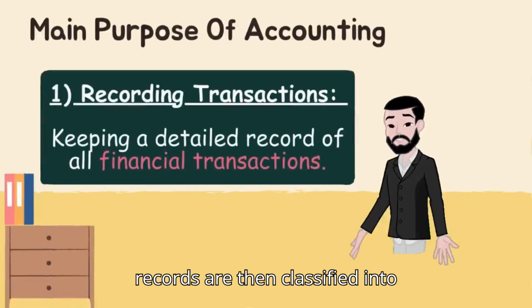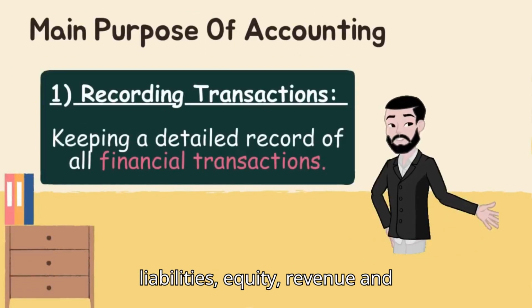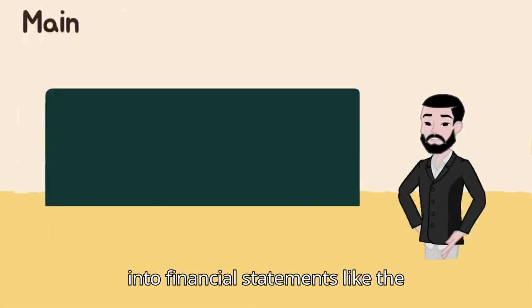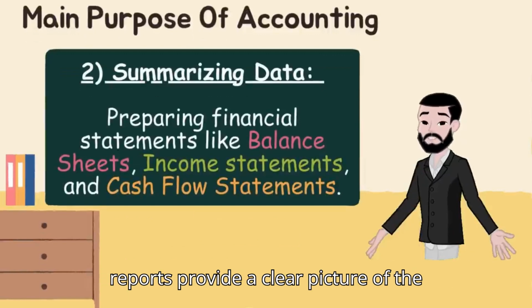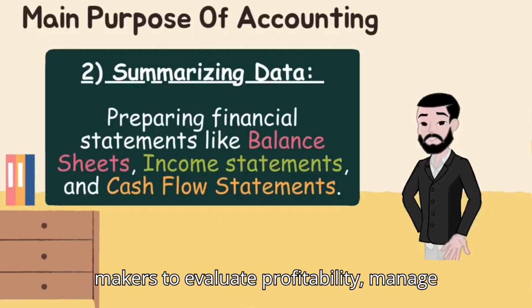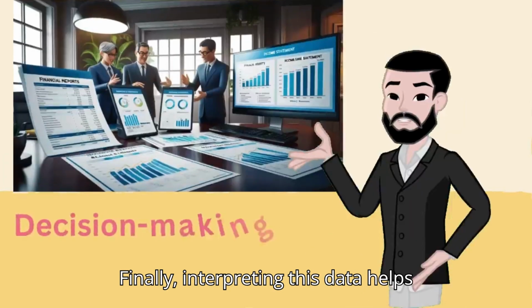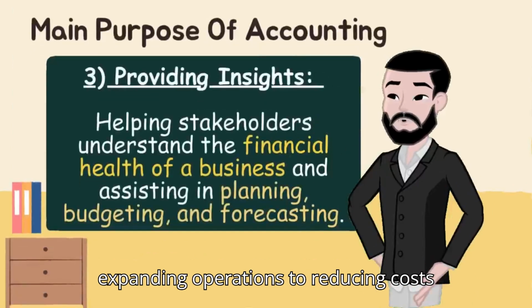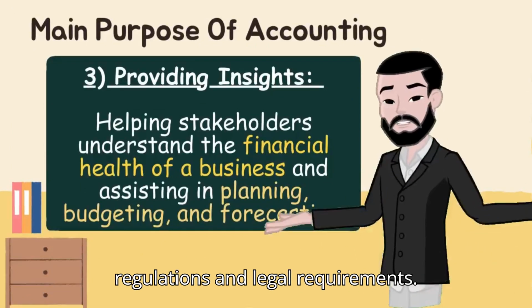These records are then classified into different categories, such as assets, liabilities, equity, revenue, and expenses. Once classified, the data is summarized into financial statements like the balance sheet and income statement. These reports provide a clear picture of the business's performance, allowing decision-makers to evaluate profitability, manage costs, and plan for the future. Finally, interpreting this data helps businesses make strategic decisions, from expanding operations to reducing costs, and ensures they comply with financial regulations and legal requirements.